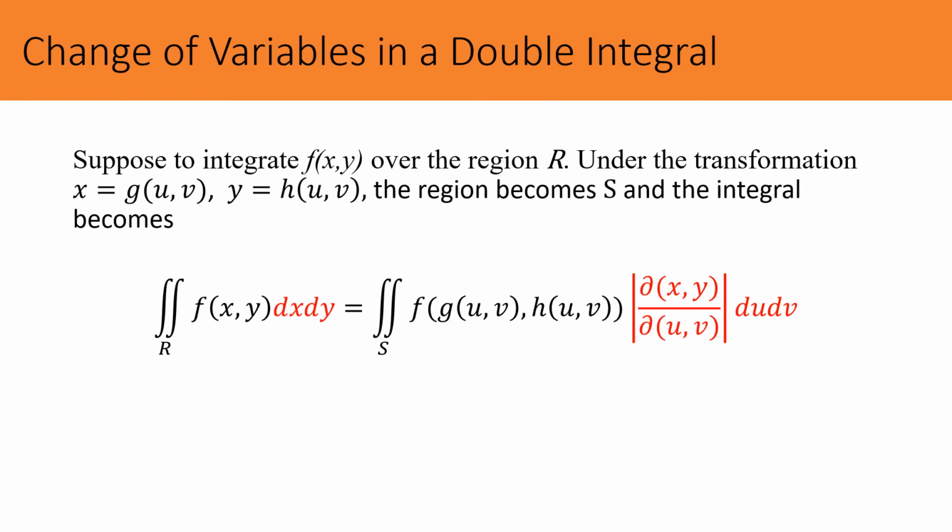Change of variables in a double integral. Suppose that we want to integrate f(x,y) over the region R. Under the transformation x equals g(u,v), y equals h(u,v), the region becomes S, and the double integral over R of f(x,y) dx dy becomes the integral as shown on the slide. We change an integral in x and y to an integral in u and v by expressing x and y in terms of u and v.